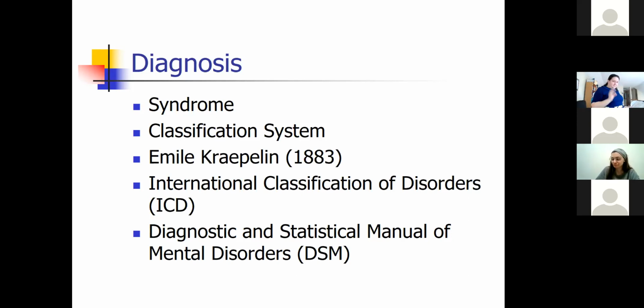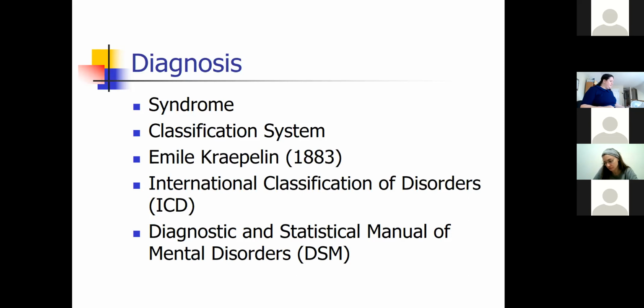So a couple other definitions here. A syndrome, you'll sometimes hear that, is just a cluster of symptoms. And then a classification system is a list of categories or disorders with descriptions of the symptoms and guidelines for diagnosing, for assigning people to those categories. So a classification system is a list of disorders with descriptions of the symptoms and guidelines for essentially diagnosing people.